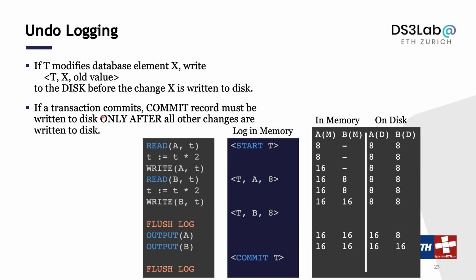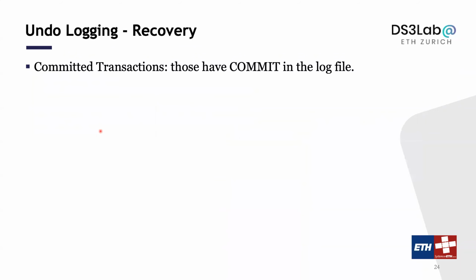Because we have the second condition: if a transaction commits, the commit record must be written to disk only after all other changes are written to disk. Once you see the commit record in your log file, that transaction is done. You don't need to worry about it. It's not a transaction halfway done. All the changes are there. So essentially, when you recover, whenever you have a commit record in your log file, it means that it is a committed transaction. You do nothing.